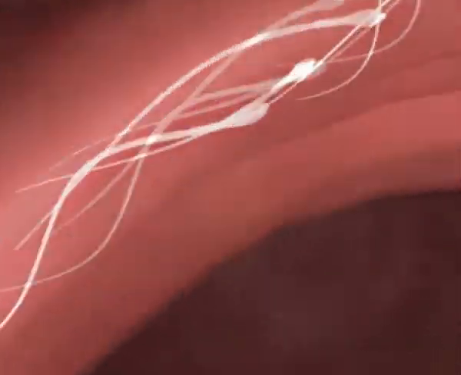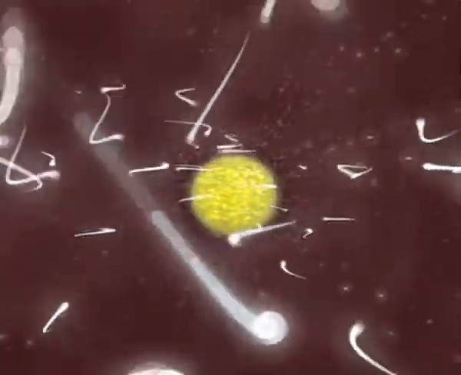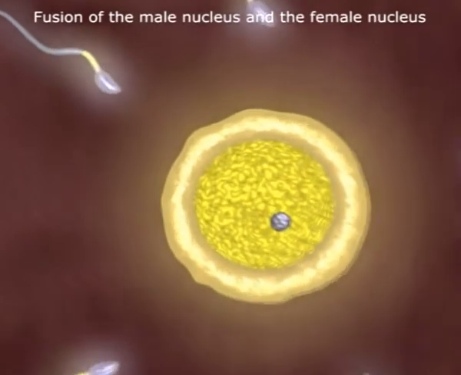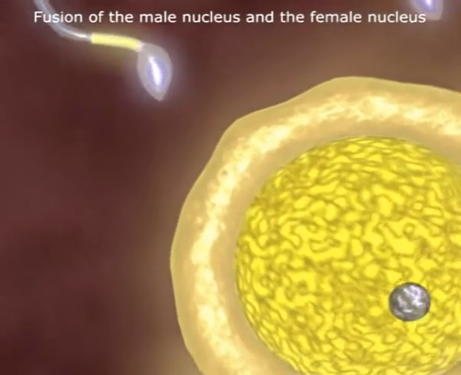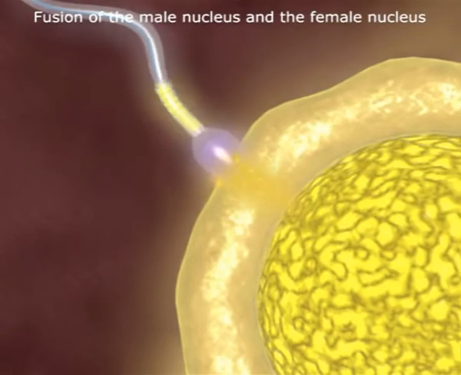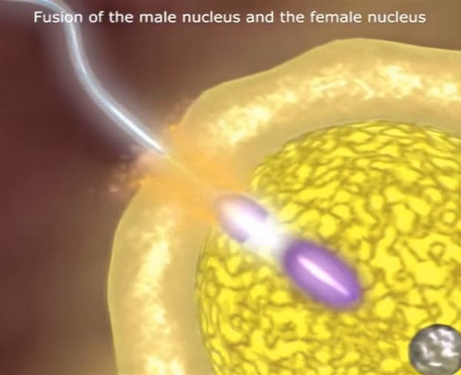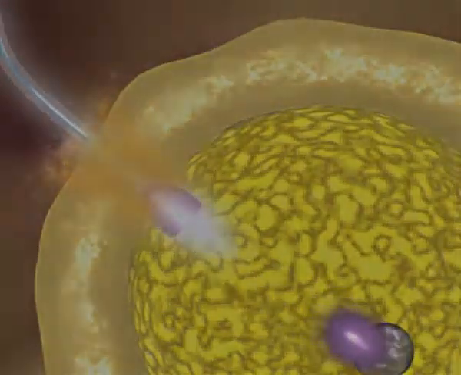Out of millions of sperm ejaculated, only one sperm enters the egg. The acrosomal cap contains enzymes which help in its penetration. Only the head enters while the tail is left behind. Now the nucleus of the sperm fuses with the nucleus of the egg. This is fertilization.